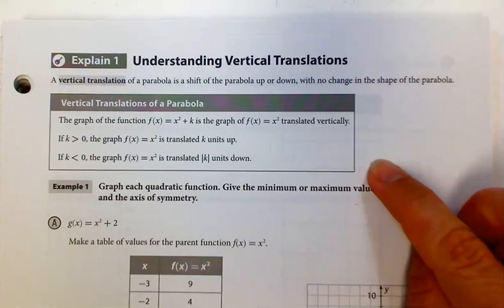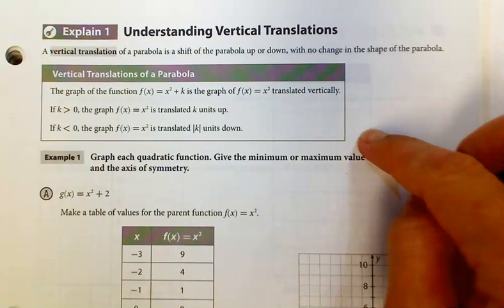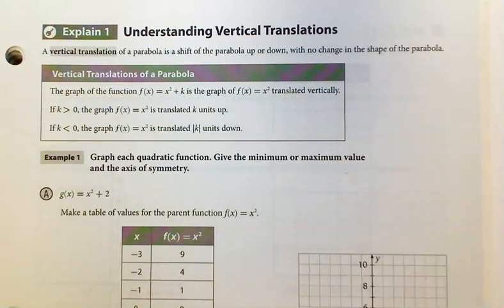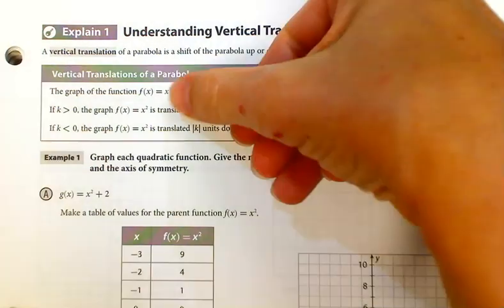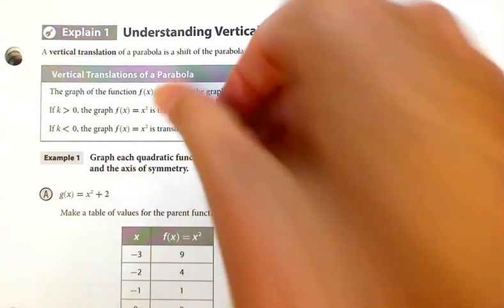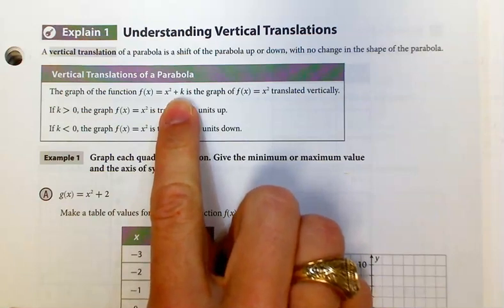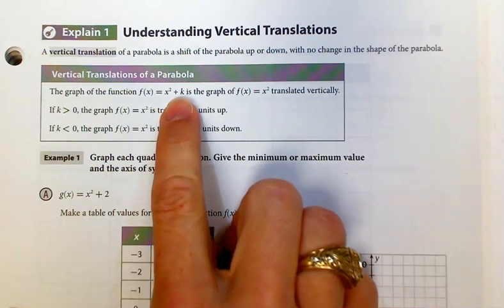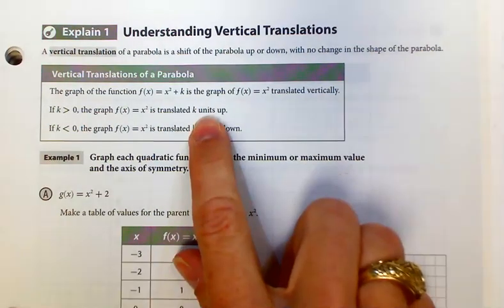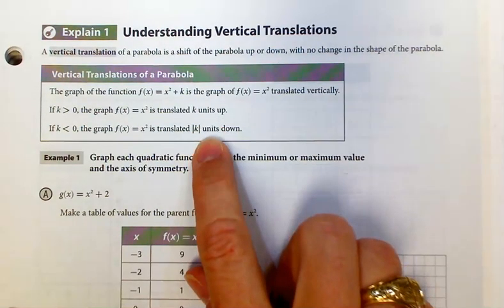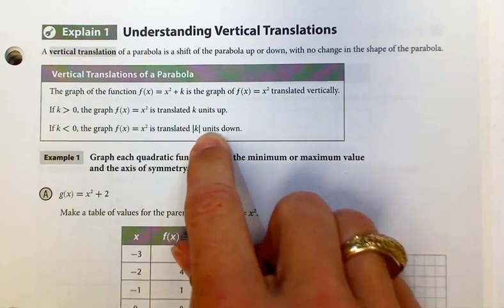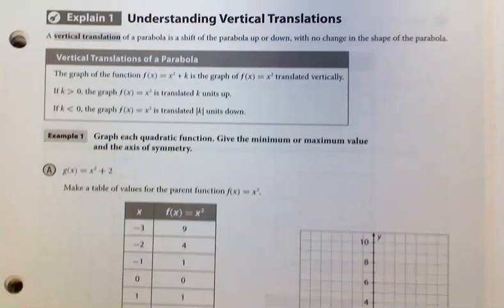787, where it gives you some information to help you understand a vertical translation and what that's going to look like in this particular format. Okay, so the graph of the function f of x is equal to x squared. Remember, just plain old x squared would be our parent function. Well, if we add a plus k, then that's going to mean we translate this whole entire parabola either up if it's positive or down if it's negative. Okay? All right.